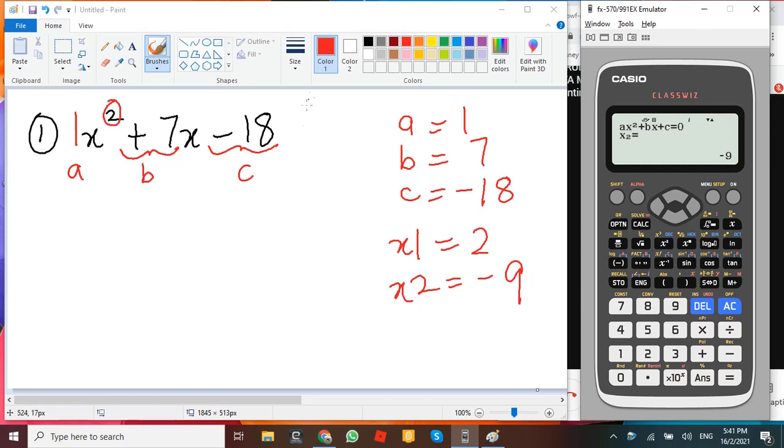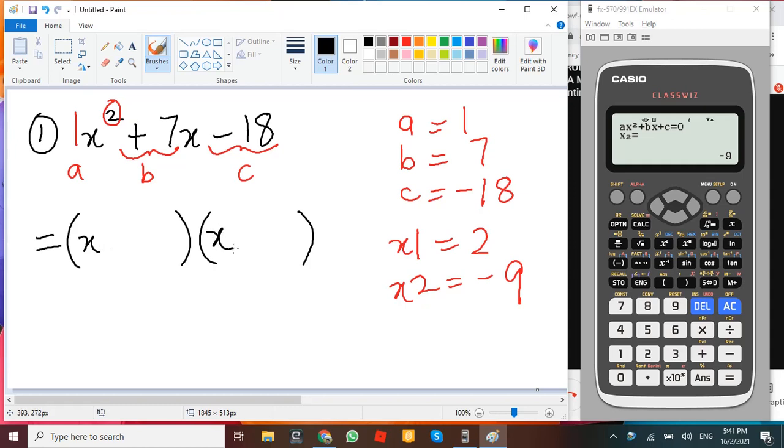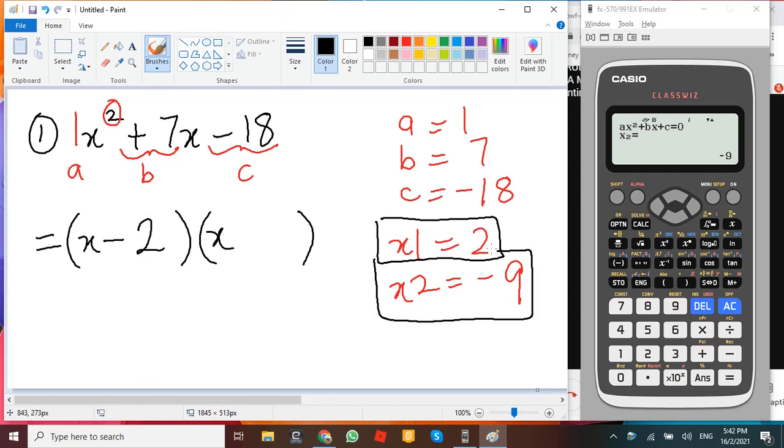Okay, so we know the answer already, the value of x, but how do you write the answer? Okay? So the answer is like this. Let me use a black color. Two brackets, the variable here is x. So we write x here and here. Okay. Focus on the value of x1. This is a 2, positive 2. However, we change the sign to negative 2. And then x2 is negative 9. Again, we change the sign. From negative, we change to positive or plus, plus 9. So this is the answer, x minus 2, x plus 9. That is the answer for question number 1.